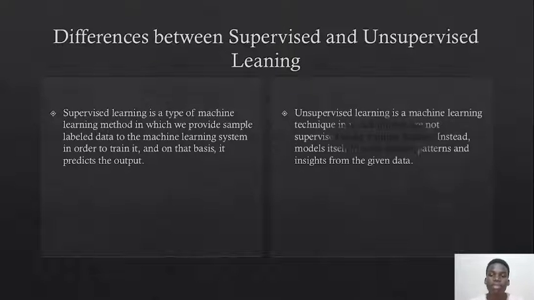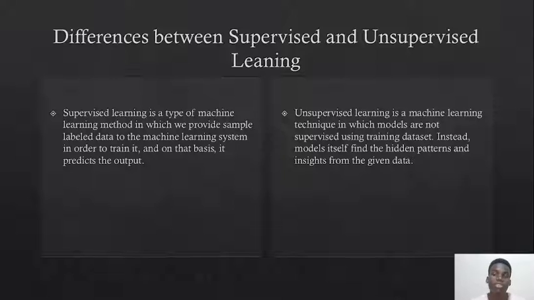Then unsupervised learning is a type of machine learning technique in which models are not supervised using training datasets. Instead, models themselves find the hidden patterns and insights from the given data. Here we don't train them using labeled data. They find the patterns themselves by going through that data.